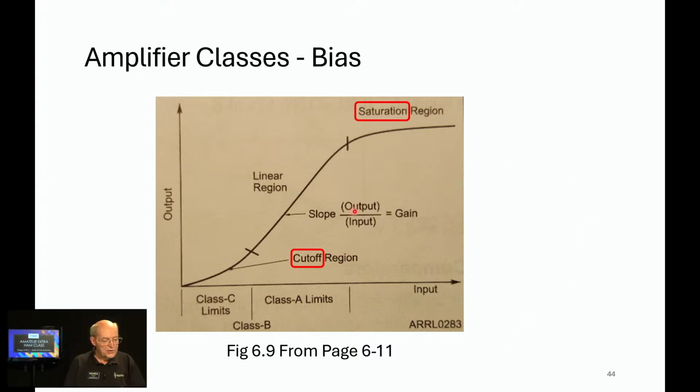Here's an expansion of the chart that I showed you. The saturation region of an amplifier or a transistor means it's fully conducting. Cutoff means it's set so that it's not conducting at all. And for a Class A amplifier, you'd want it to be operating in this region. So Class C limits are way down here, near cutoff. Class A or AB are in this region. That kind of describes what we're dealing with.